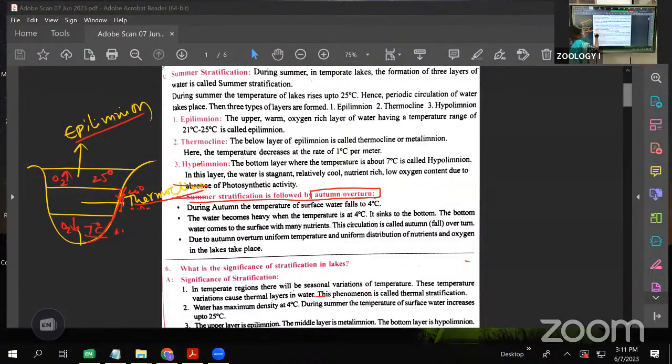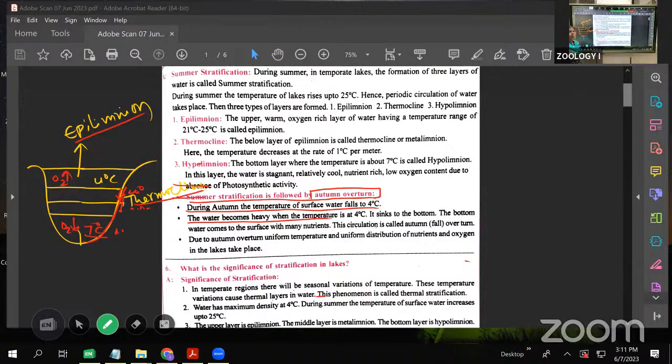See this. During the autumn overturn, the temperature of the surface water, which was 25 degrees centigrade in the summer season, becomes 4 degrees centigrade instead of 25 degrees centigrade. In the autumn season, the upper layer becomes 4 degrees centigrade. What will happen? The water becomes heavy.